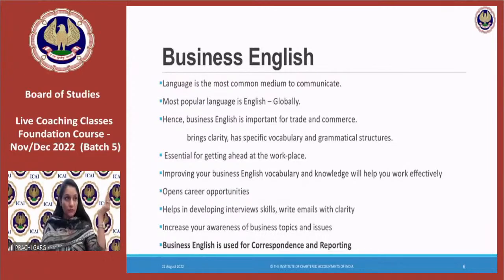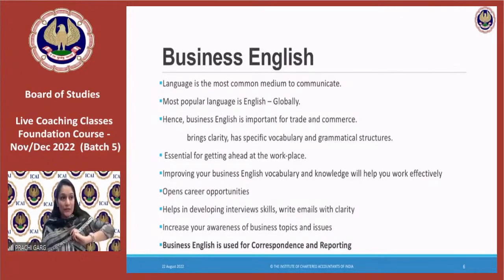Like I said, this is something that will become part of your life. You have to use it every day, at every moment when you are at work. This can take you ahead. So how you express yourself, written or orally at your workplace, will definitely impact and shape who you are. So that will definitely help you to go ahead. Improving your business English vocabulary and knowledge will help you work effectively, of course.